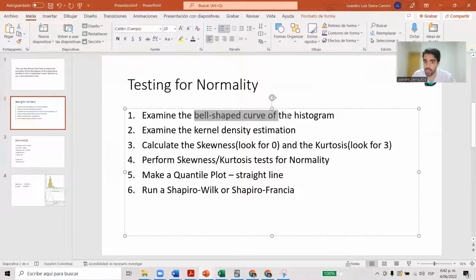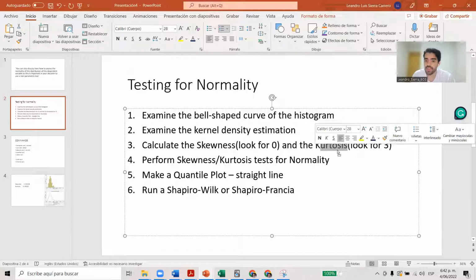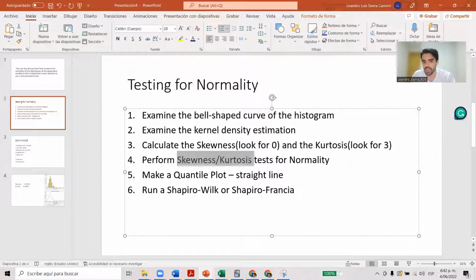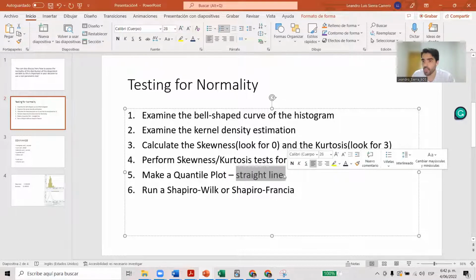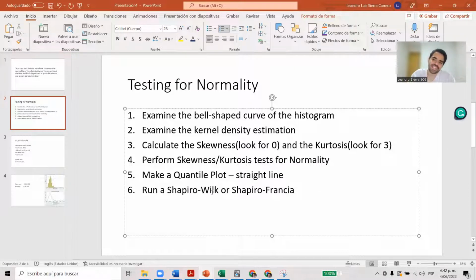First of all, seeing the bell-shaped curve of the histogram, then determining the kernel density estimation. These are two graphics. Then we can calculate the skewness and the kurtosis of the data set. Then we can perform a skewness kurtosis test for normality. We can make a quantile plot and see the straight line of the quantile plot. And then if you still have doubts whether your data is normally distributed, you can run a Shapiro-Wilk or a Shapiro-Francia test. So these are the tests that are used in order to see if data is normally distributed.